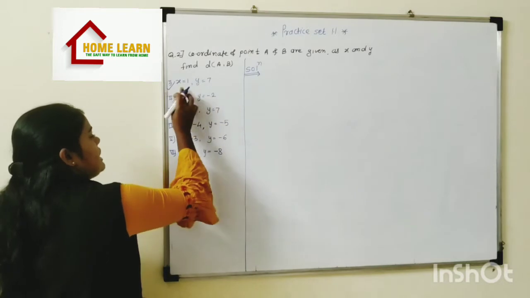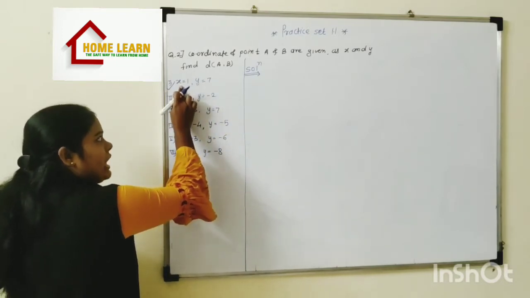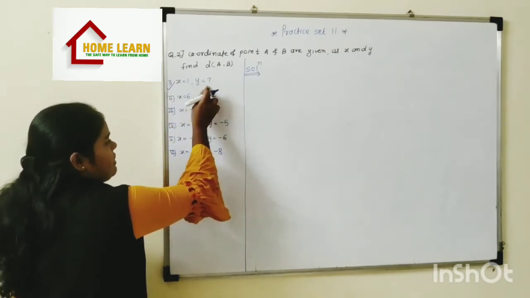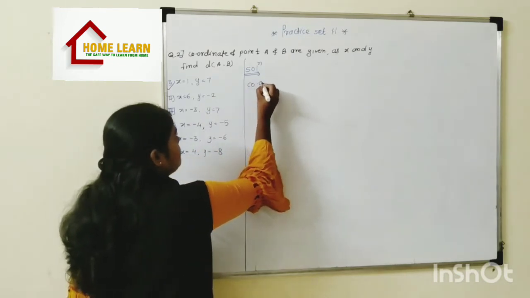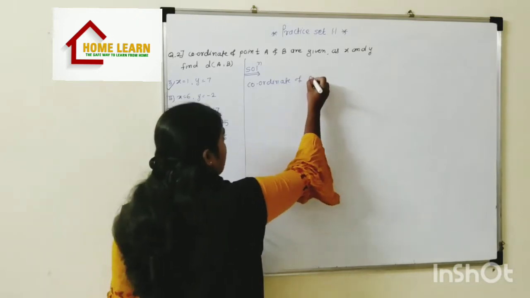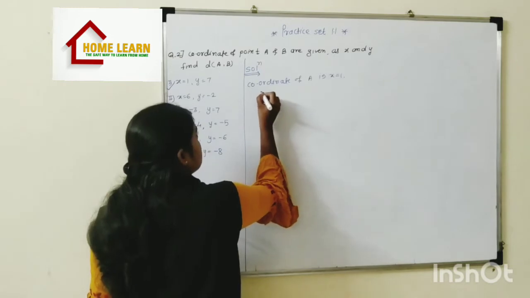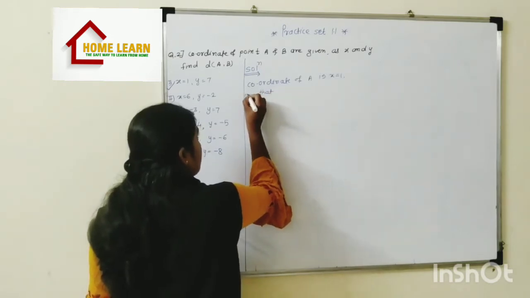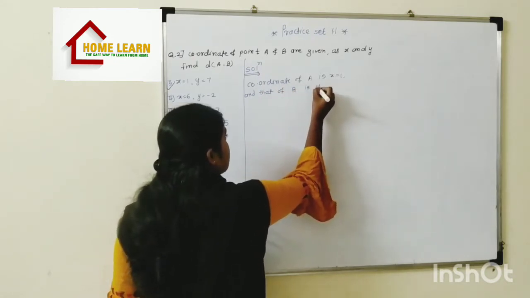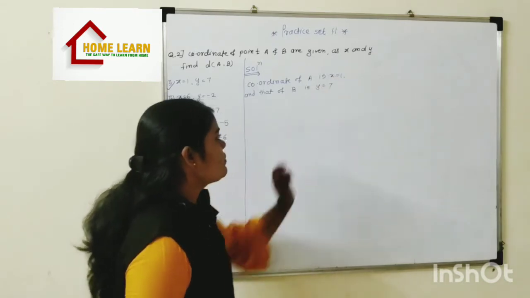The first is x is equal to 1, y is equal to 7. Here the coordinate of point A is x is equal to 1 and the coordinate of point B is y is equal to 7. So right here, the coordinate of A is x is equal to 1, whereas that of B is y is equal to 7. Now you can see x is equal to 1 and y is equal to 7.